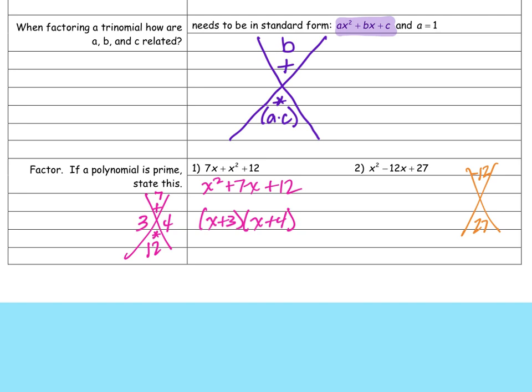Okay, 9 and 3 do multiply to be 27, but they do not add to be negative 12. Negative 9 and negative 3. There we go. Remember, it has to meet both qualifications. So it can't only meet one of them. It's got to meet both of them. So then this one, because they're negative, would be written as x minus 9 times x minus 3. That's all.